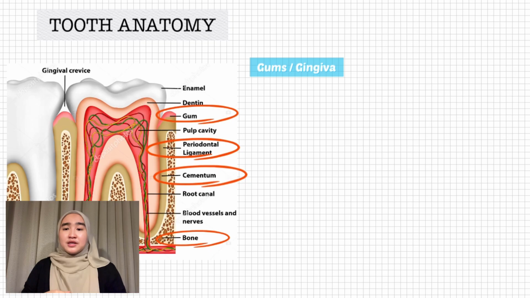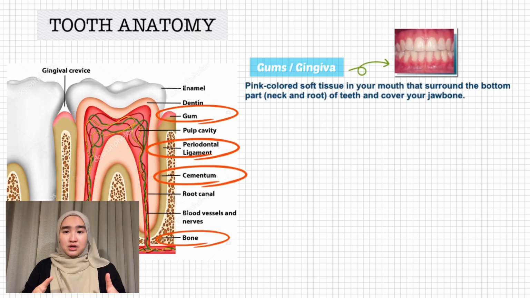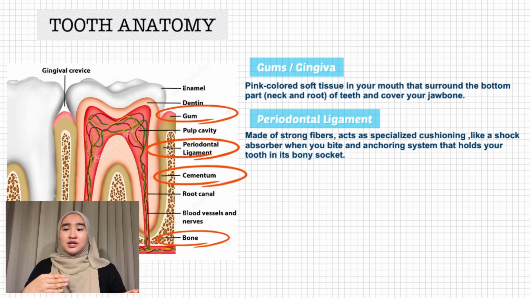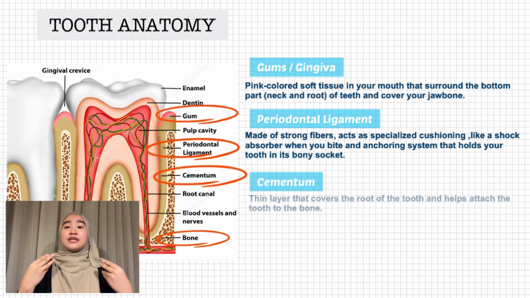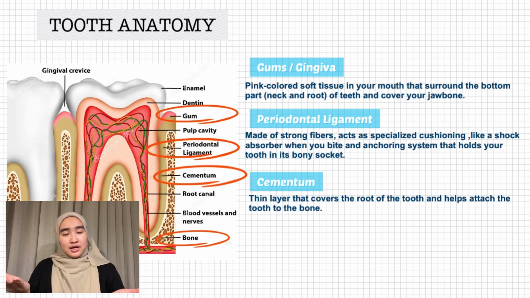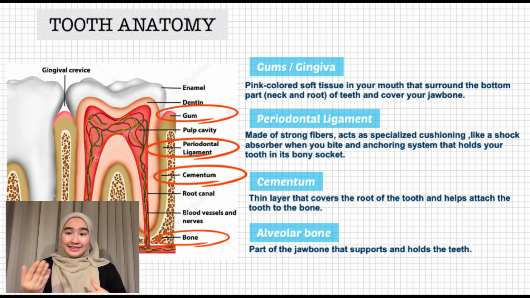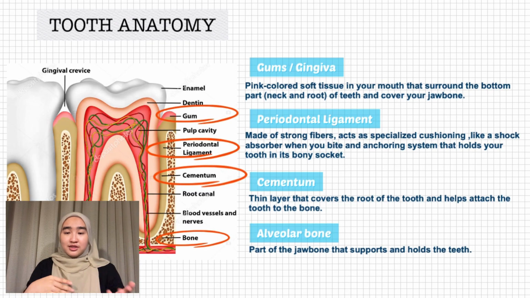Gums are a pink-colored soft tissue in your mouth that surrounds the bottom part of the teeth and covers your jawbone. Periodontal ligament is made of strong fibers that act as a specialized cushion, like a shock absorber when you bite, and an anchoring system that holds your tooth in its bony socket. Cementum is a thin layer that covers the root of the tooth and helps attach the tooth to the bone. Last but not least is alveolar bone. It is a part of the jawbone that supports and holds the teeth.